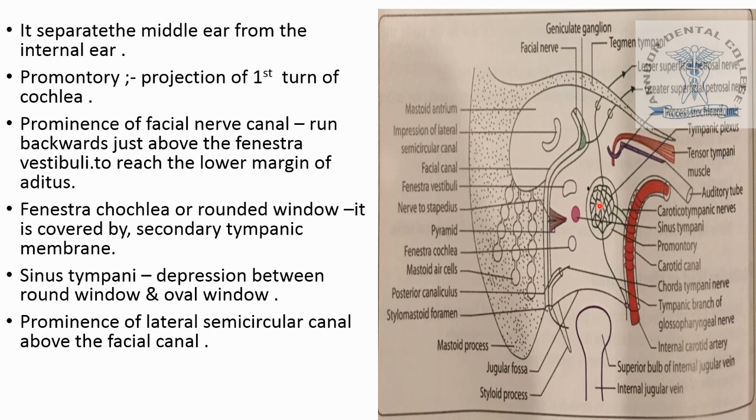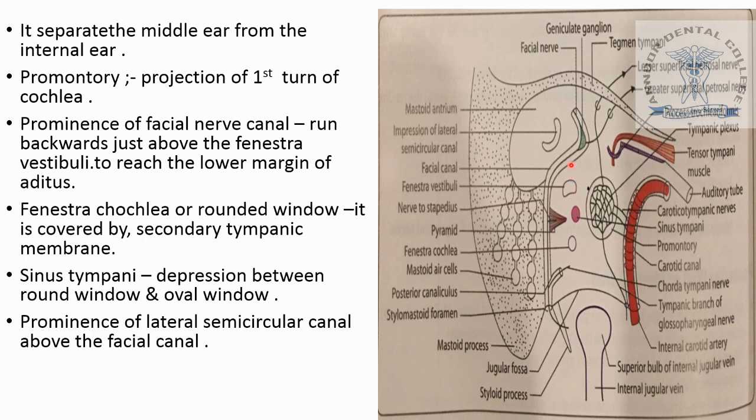Next one is the fenestra vestibuli, that is the oval window. This is the fenestra vestibuli or oval window. It lies posterosuperior to the promontory. It leads into the vestibule of the internal ear and is closed by the footplate of the stapes.